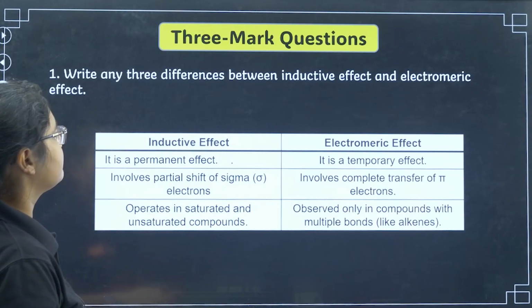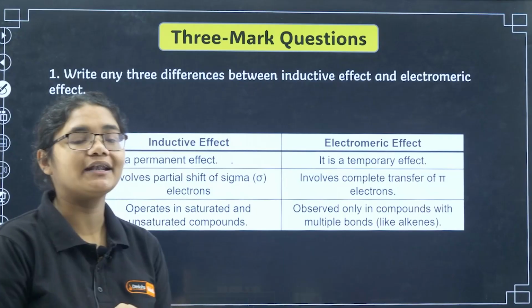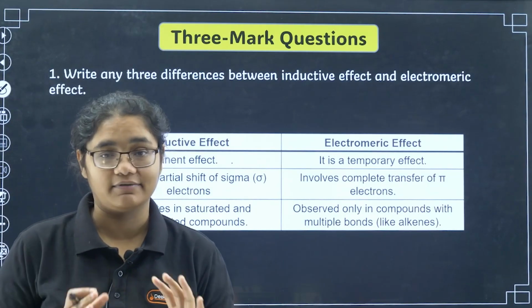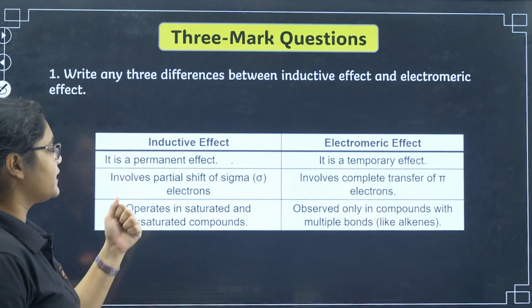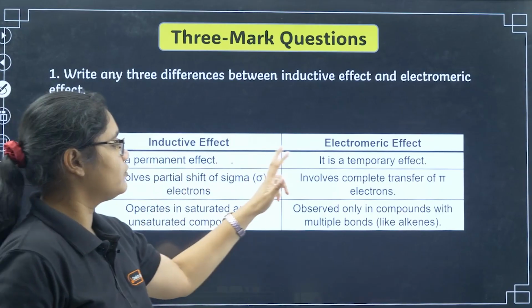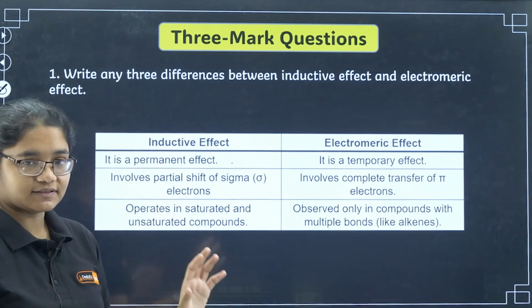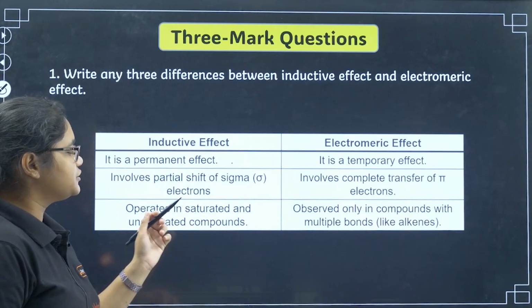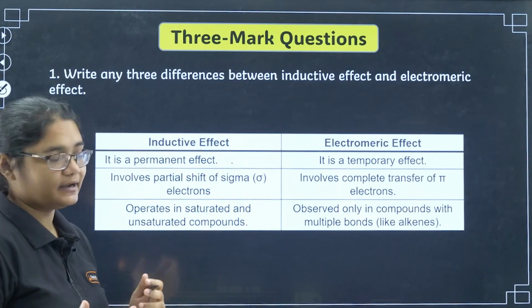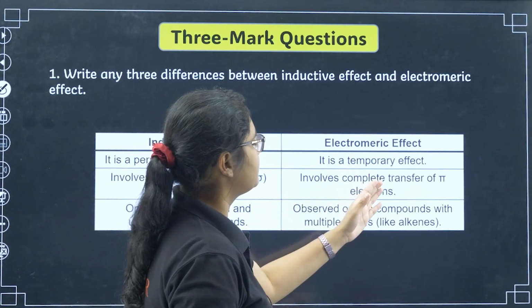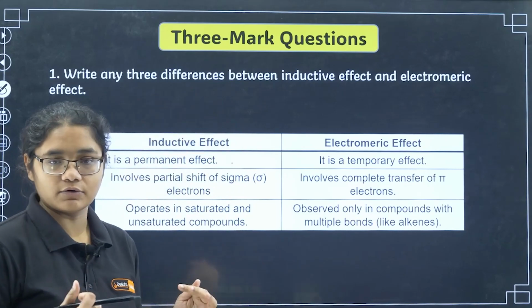Now let's see the next question here, a 3-marker question. Write any 3 differences between the inductive effect and electromeric effect. Again a very important question. Inductive effect is a permanent effect. Electromeric effect is a temporary effect. As we have discussed before, the inductive effect involves the partial shift of sigma electrons. Here it involves the complete transfer of the pi electrons.